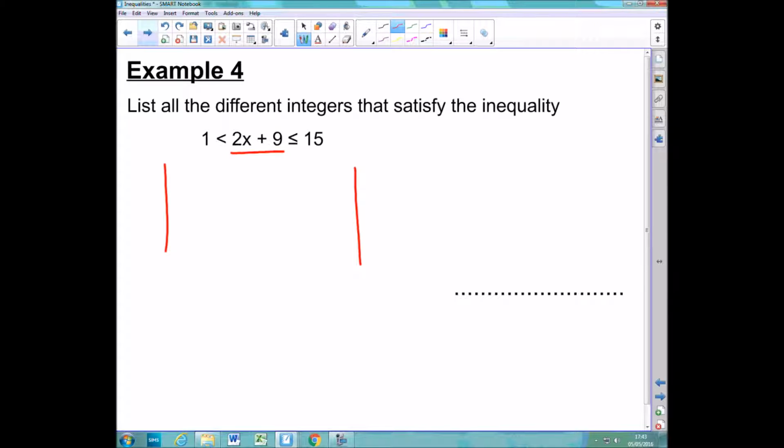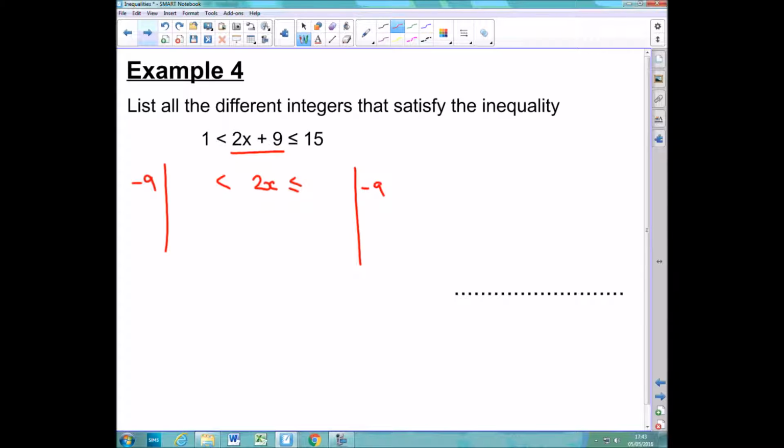And remember, I just want to get x out here. So again, I want to get rid of this plus 9. So I'm going to minus 9 from both sides. Now, minusing 9 from both sides gives me 2x in the middle here. Remember, I'm going to be using these inequality symbols instead of equals, and I've got two of them this time, so that 2x is sandwiched between these two inequality symbols.